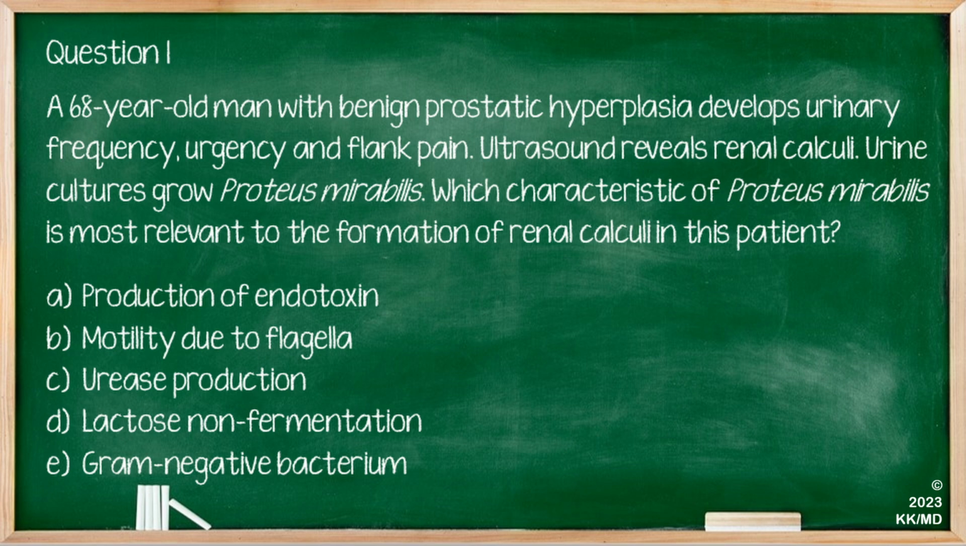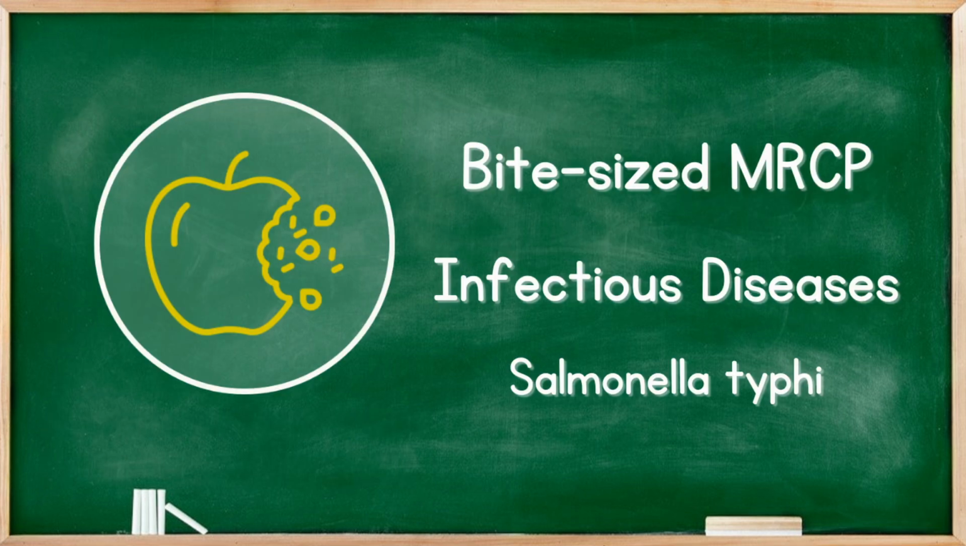Option E, gram-negative bacterium. If you were paying attention, you would realize that the key factor that results in Proteus mirabilis forming struvite renal calculi is its ability to produce urease. Therefore, option C is the correct option.